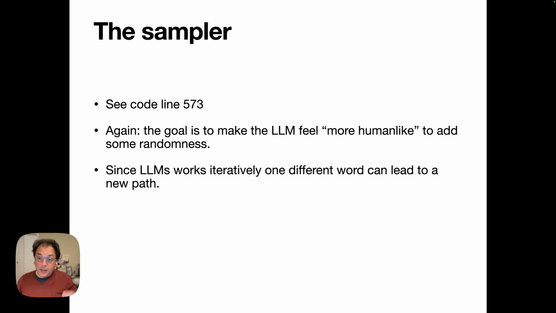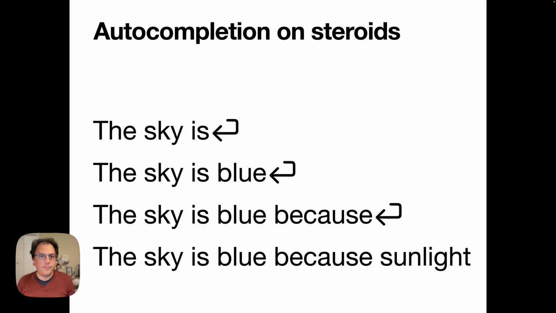The goal is to make the LLM feel more human-like, to add some randomness instead of always returning the most obvious choice as the next word. One thing to remember is that since the result of each token is fed into the transformer again, in an iterative way, if one word is different, non-obvious, the path for the next words can be very different as well. They can diverge pretty fast.